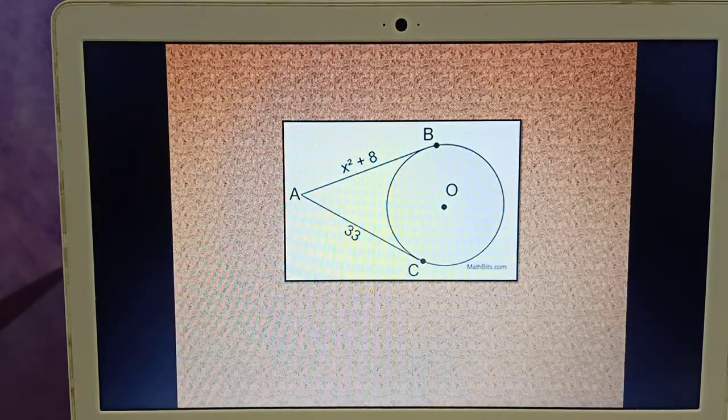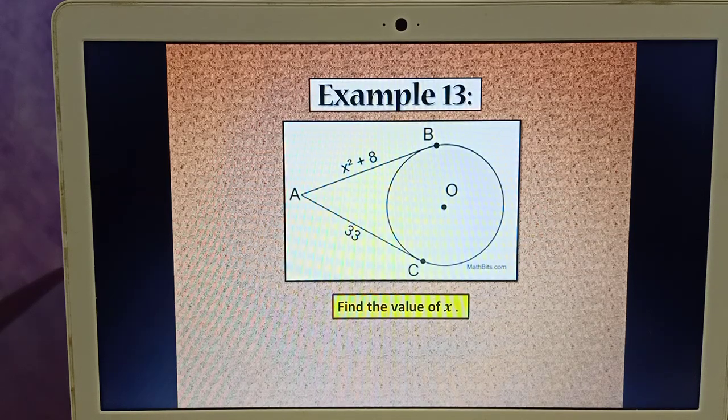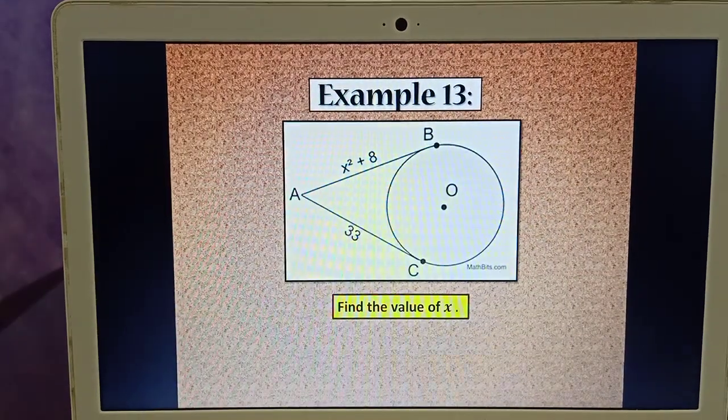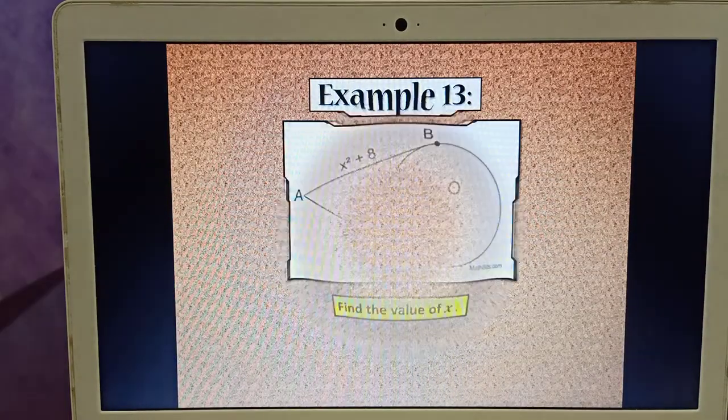Next example. Example 13. Find the value of x. How do you get x? What property can I use? Am I going to look at the angle? Since there's no angle given, x squared plus 8 is the length of AB, and 33 is the length of AC. So what can you say about AC and AB? Let's look at the solution.